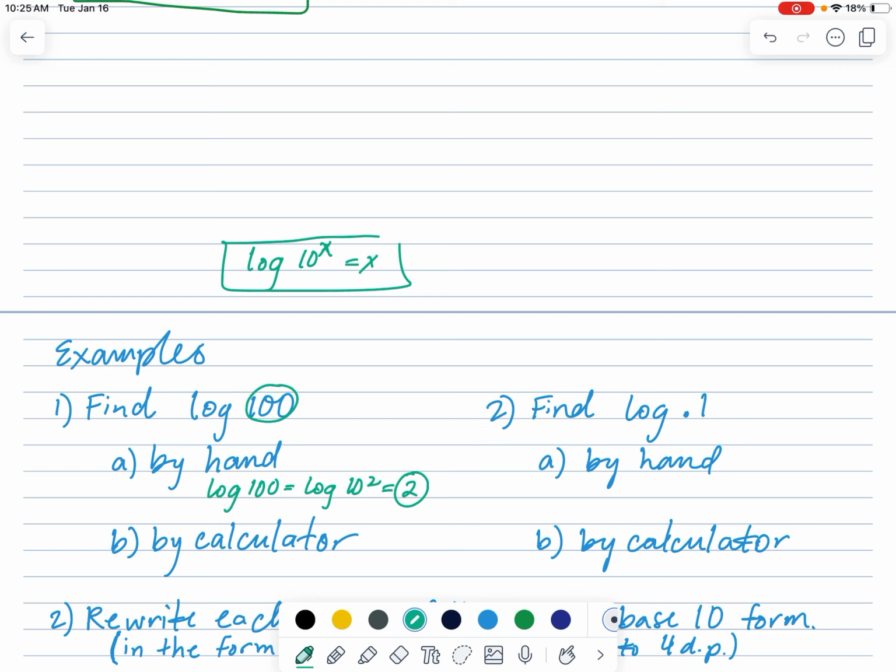Now on your calculator, if you're using a TI-84 graphing calculator, you have a log button along the left side. It is next to the left of the number 7. In this case, you can just hit the log button, and then type in 100. Hit enter, and you see that your answer was 2.